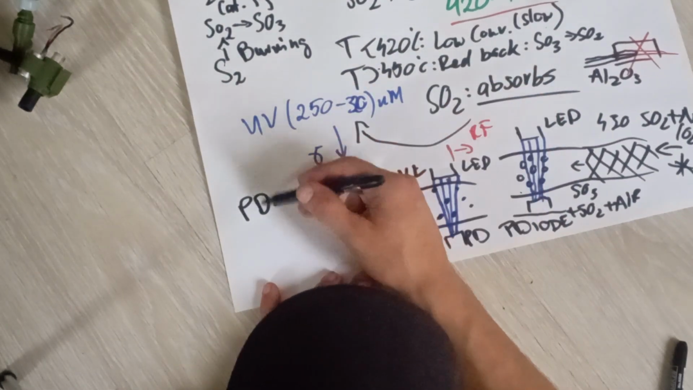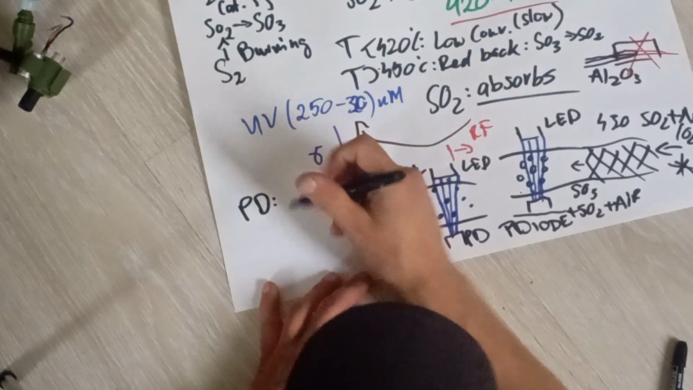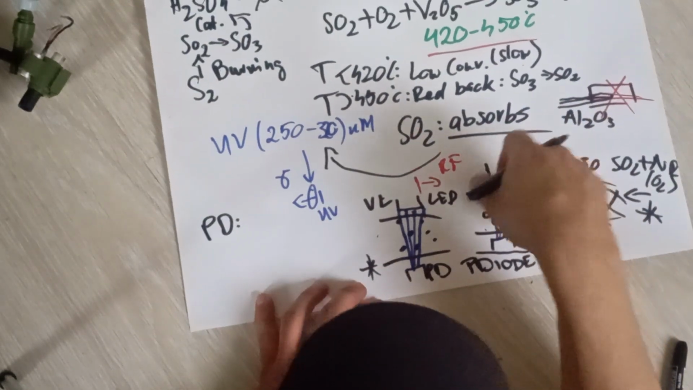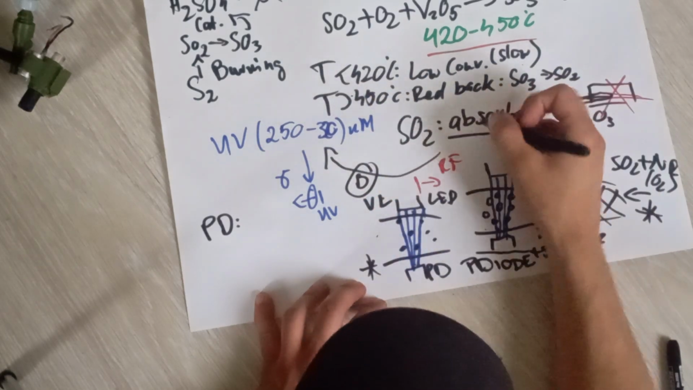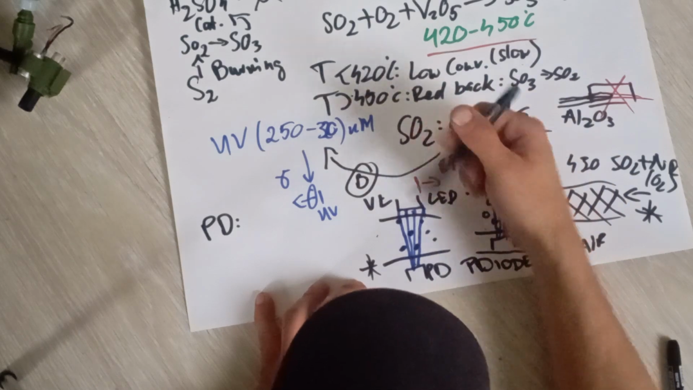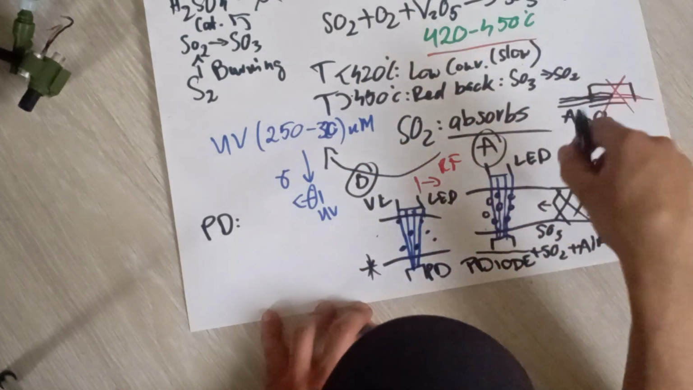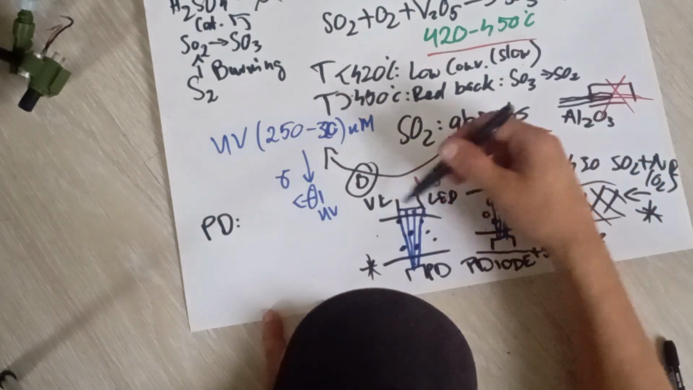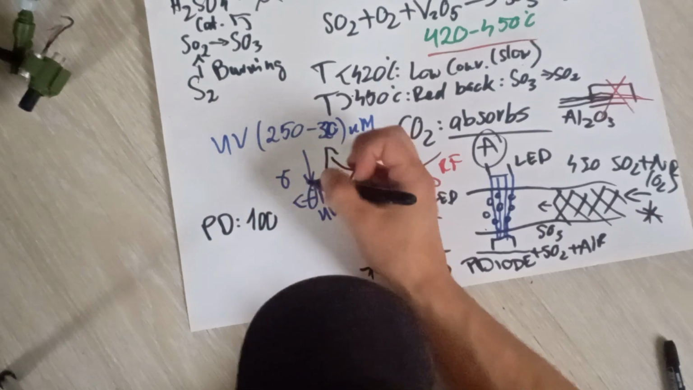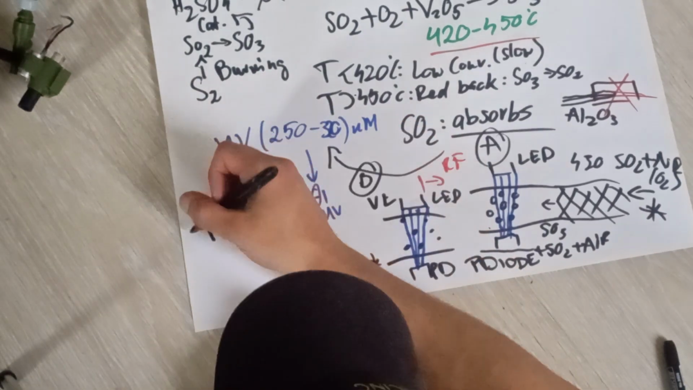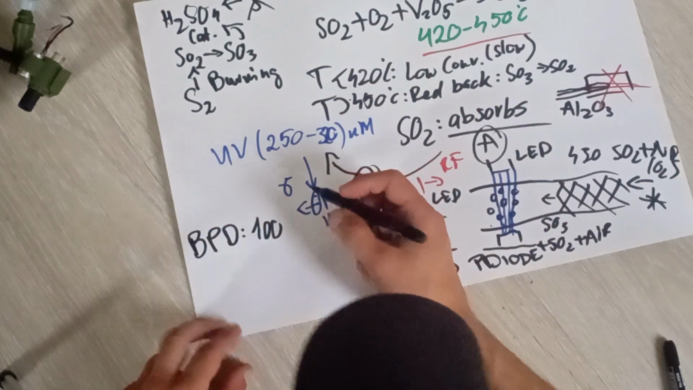So resolution, let's say this is a number. You can multiply it, but if the LED emits light, this is the before, this is the after. Before, the SO2 is not converted yet with the catalyst, so it is higher in concentration. Therefore we measure, let's say, a score of 100. This is just the score before. So the before photodiode sends out 100.